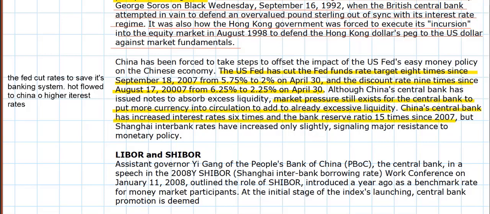Although China's central bank has issued notes to absorb excess liquidity, market pressure still exists on the central bank to put more currency into circulation, adding to already excessive liquidity and causing inflation. China's central bank has increased interest rates 6 times and the bank reserve ratio 15 times since 2007, but Shanghai interbank rates have increased only slightly, signaling a major resistance to monetary policy.